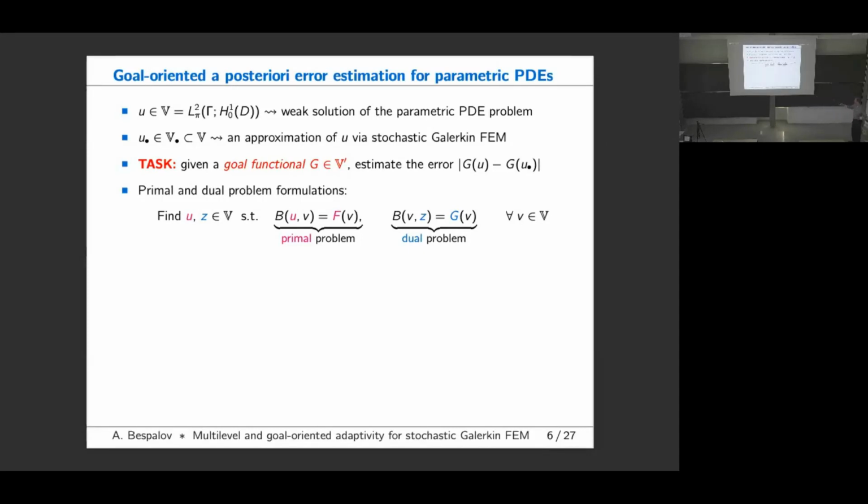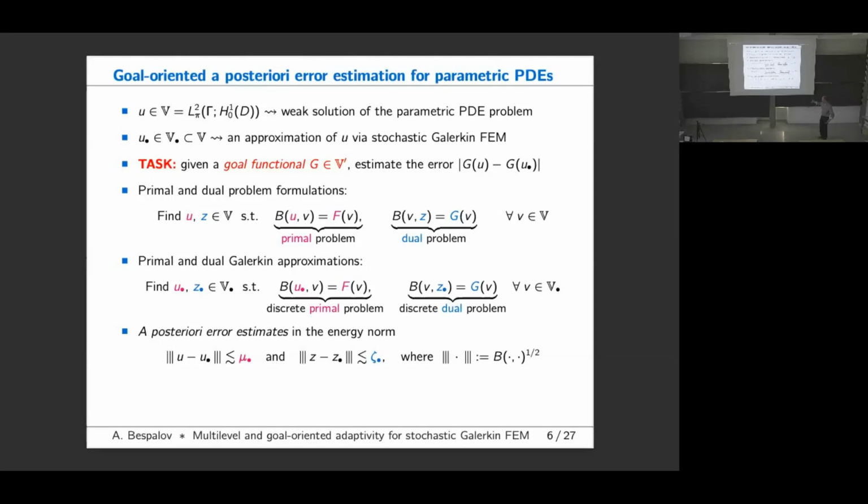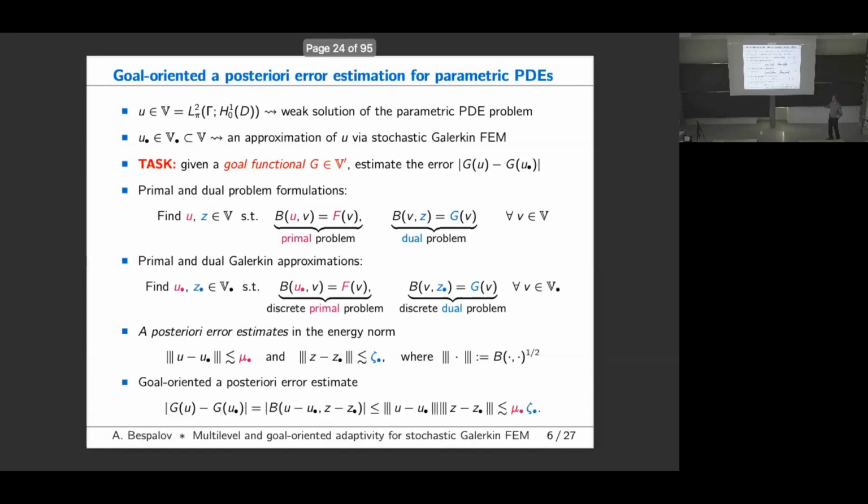Both of them are posed on the same Bochner space. Then you discretize both of them. You get U bullet and Z bullet. And you pick your favorite energy norm error estimate. For the primal problem, it's, let's say, mu bullet, and for the dual problem it is zeta. And then you exploit Galerkin orthogonality and the continuity of the bilinear form to estimate the error in the goal by the product of the energy errors, which you estimate by the product of your favorite energy error estimators.